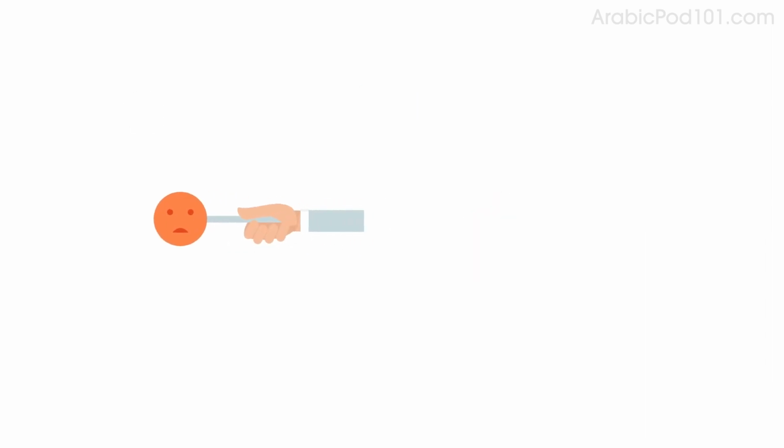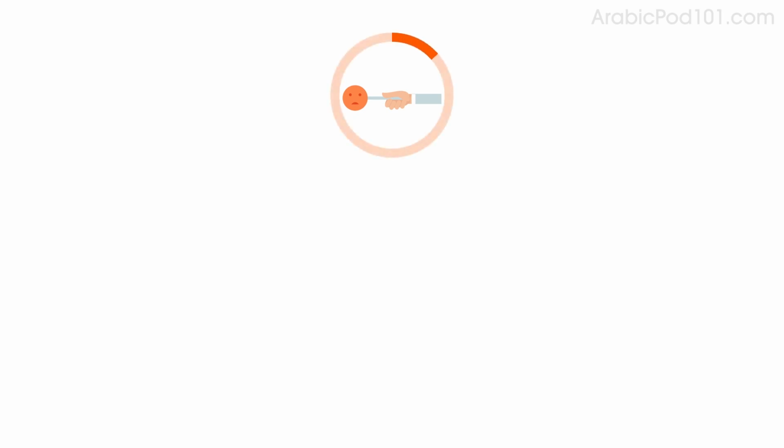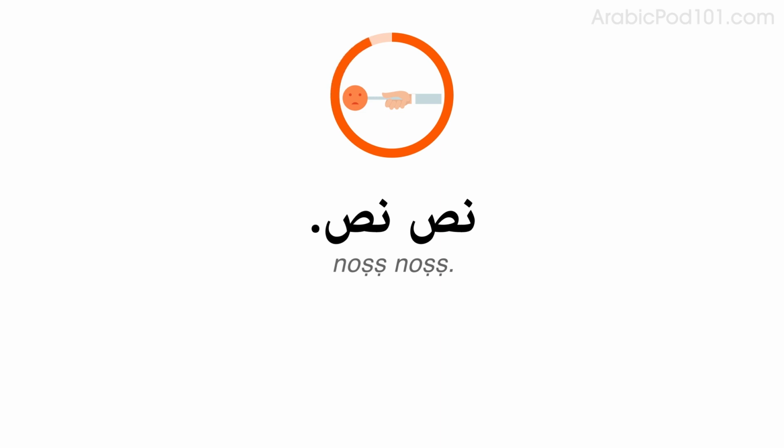Now imagine she's so-so. Do you remember how to say so-so? نص نص. Say, she's so-so. نص نص. Now, answer the question saying she's so-so. أخبار مامتك إيه؟ نص نص.